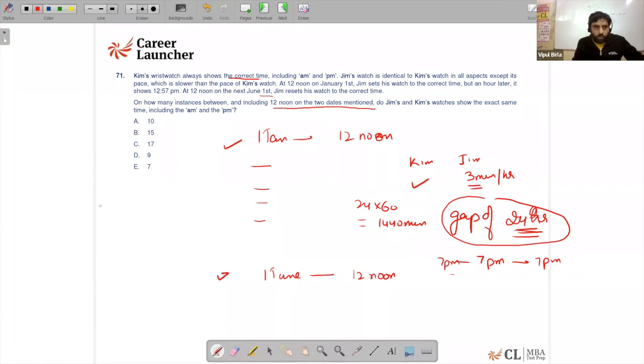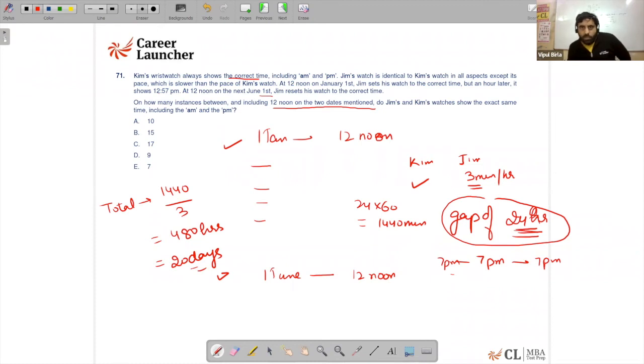So the total time taken to show the same time again is going to be 1440 divided by 3, which is 480 hours, which is as good as 20 days. So 20 days is the gap required for the clocks to show the same time, right?